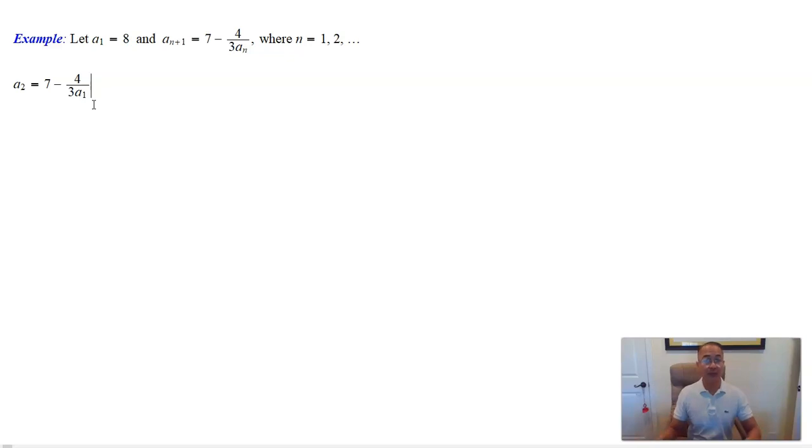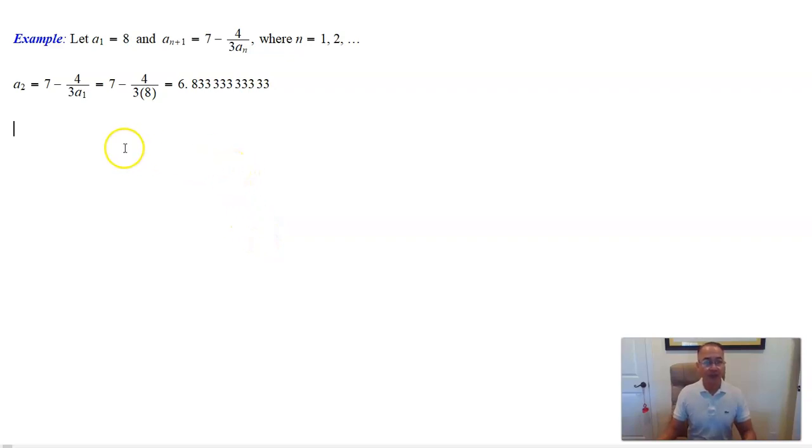All right, so we replace a sub 1 with 8 because that is our seed. So we get 7 minus 4 over 3 times 8. That is 7 minus 1 over 6, I guess, but Maple gives us 6.8333333. All right, so we're going to compute more terms, but unlike most of the time when we want exact answers, we're going to just get decimal approximations.